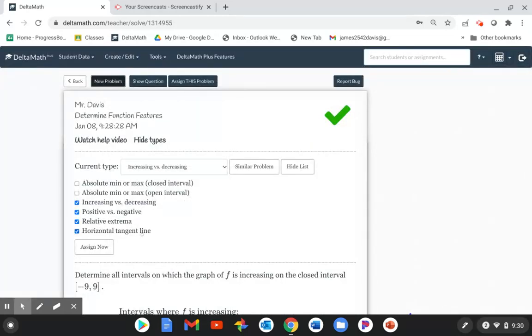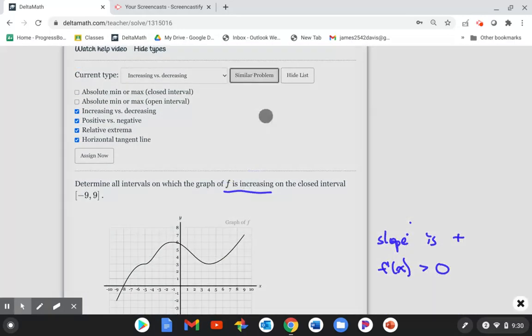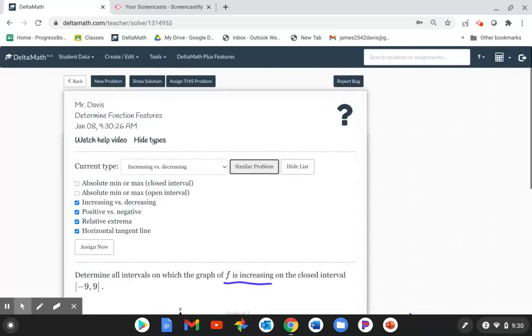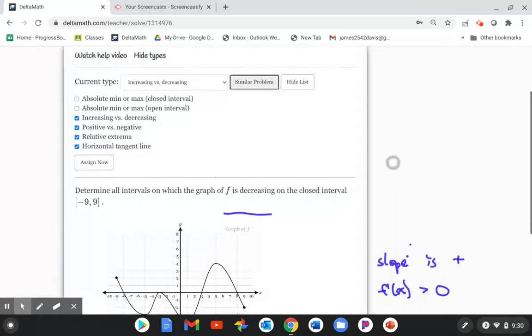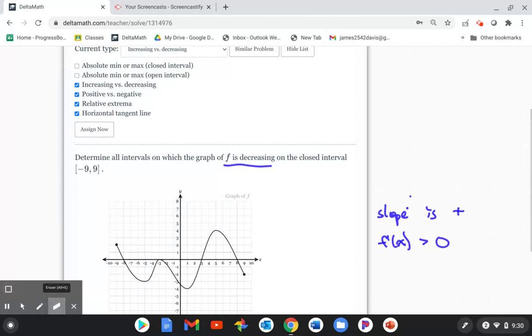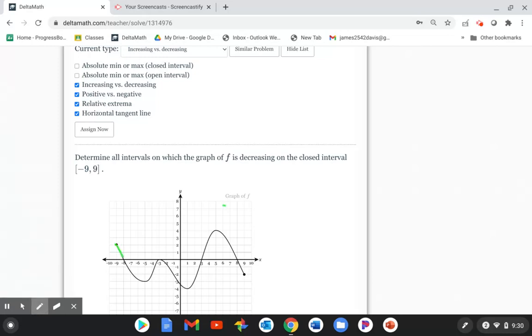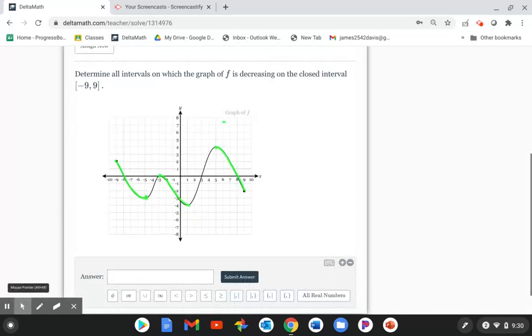All right, and I guess we could do maybe one more of those. Maybe we'll get one where it's decreasing here. There we go. All right, so where's the function decreasing? So we're just going to be looking at the shape of the graph. Here it starts out decreasing down to this point, then it goes up, and then it starts to decrease again, and then it goes up, and then it starts to decrease again. So we've got 3 intervals where it's decreasing. Those are all the times when the slope is negative.